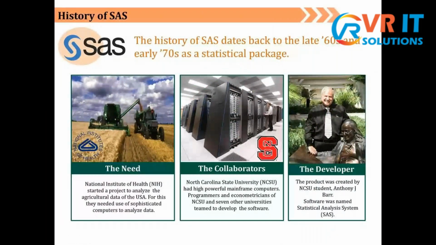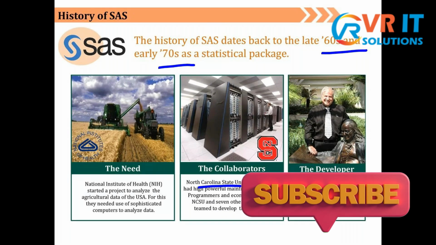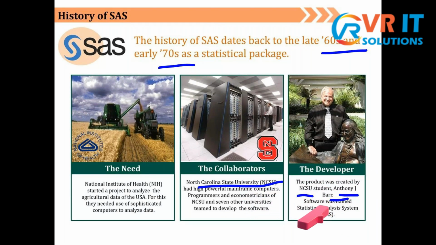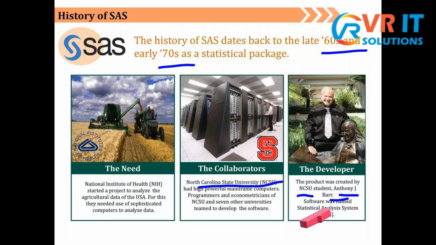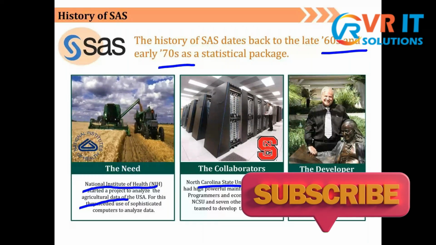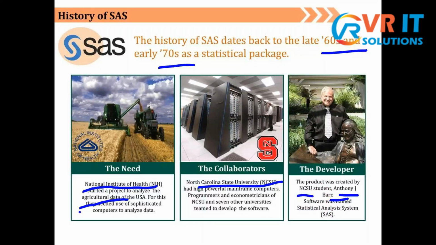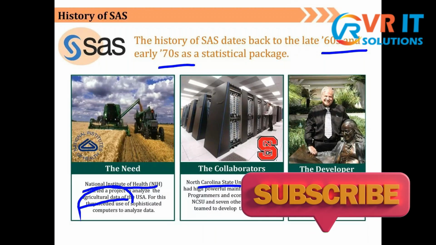And now let's understand what SAS is. SAS is a software, a data analysis tool. It was designed in the 1960s and 70s by James Anthony Parr along with NCSU, North Carolina State University, USA, and they first used this software to analyze agriculture data in the USA. Then it got popular.